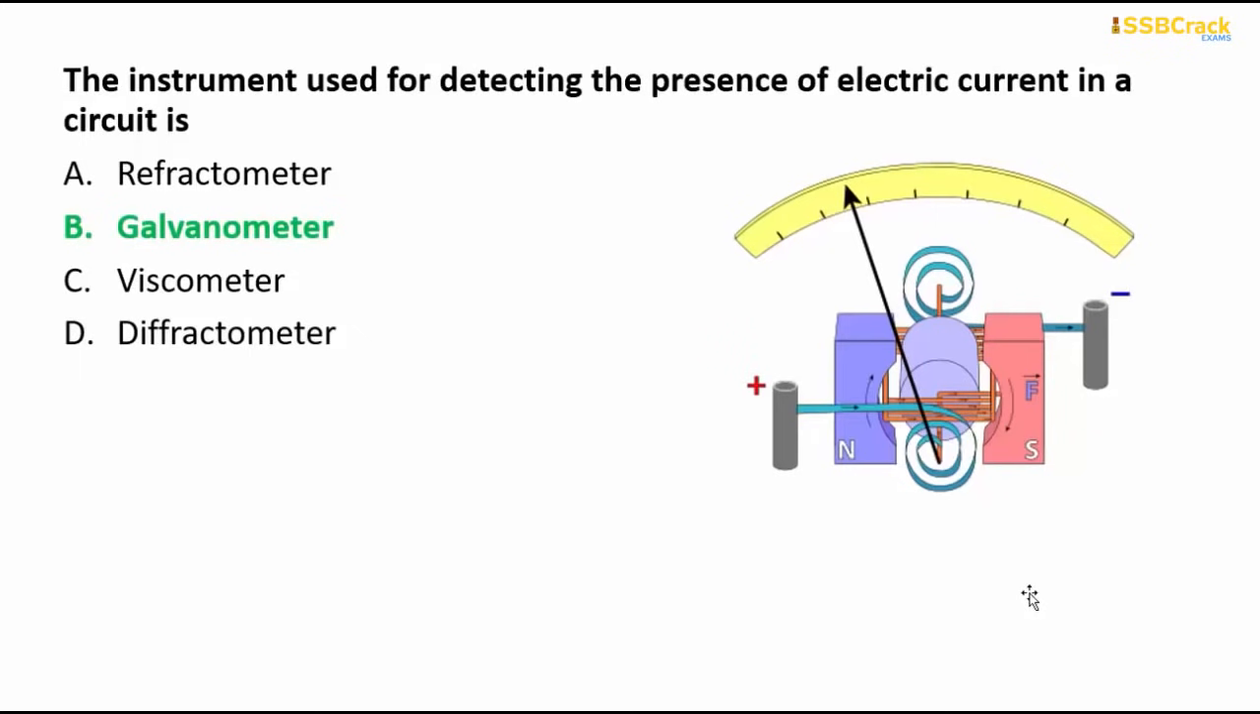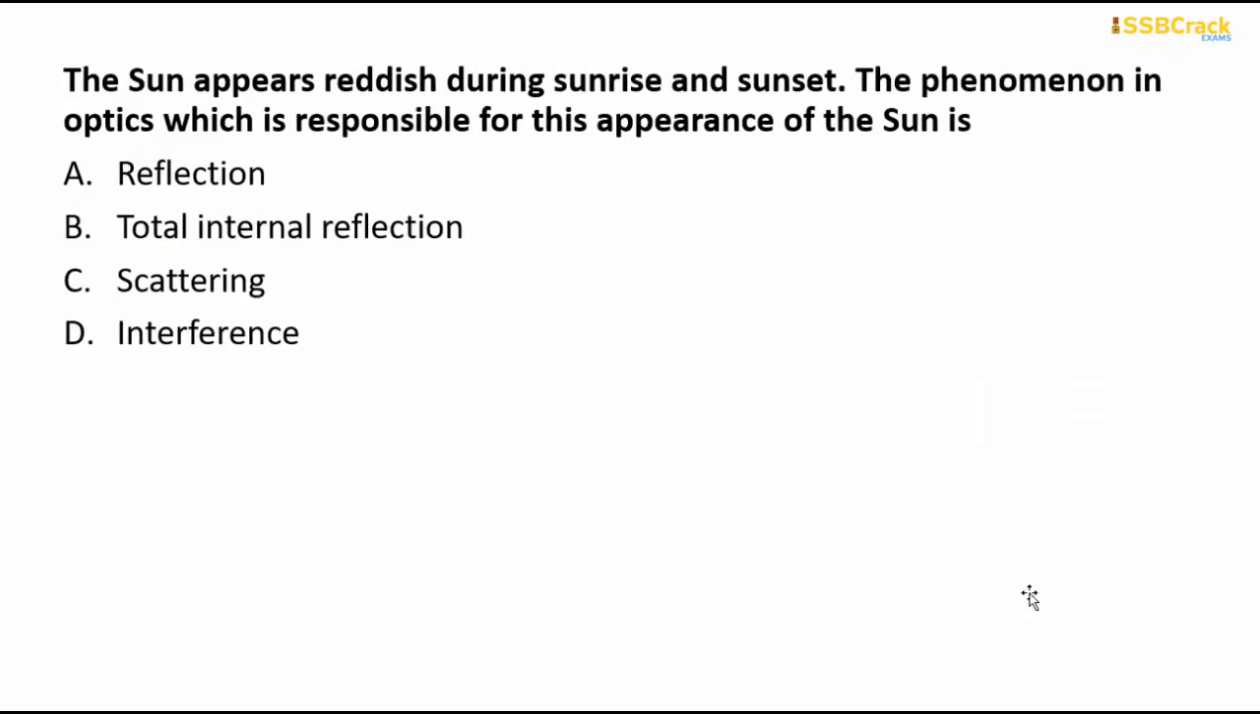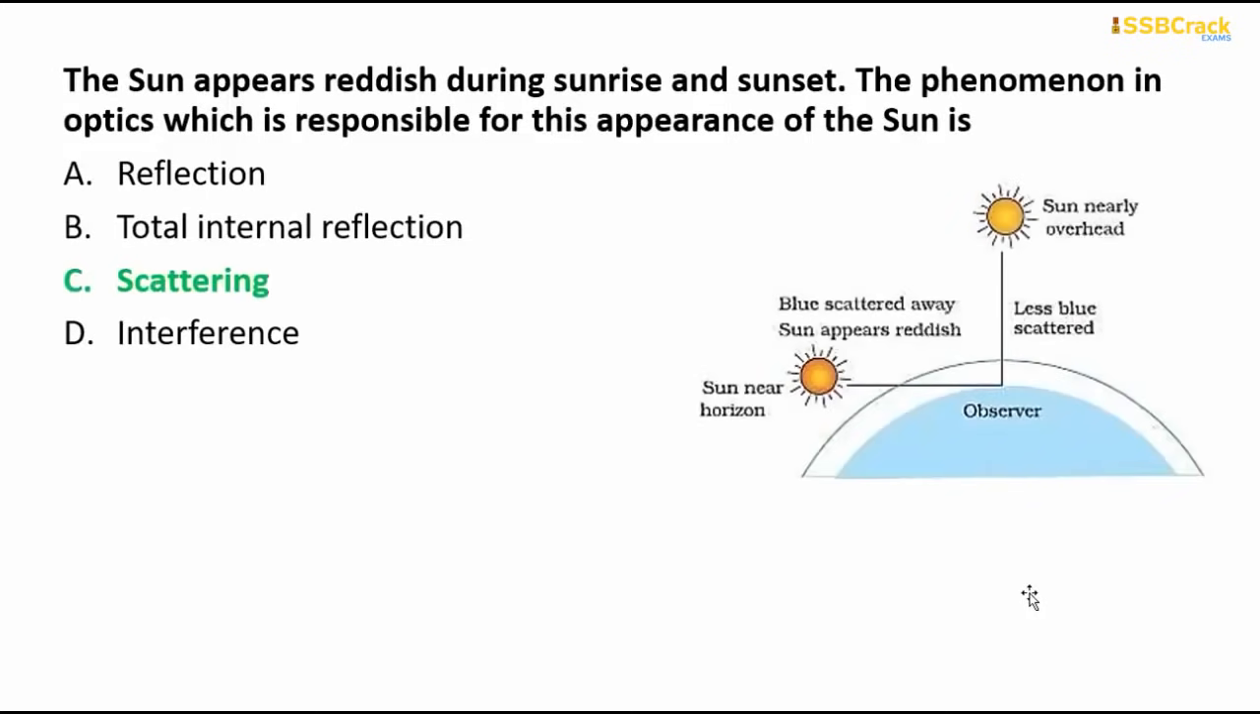Going through with the next important question: the sun appears reddish during sunrise and sunset. The phenomenon in optics which is responsible for this appearance of the sun is what? Is it reflection, total internal reflection, scattering, or interference? The correct answer for this is option C, scattering.